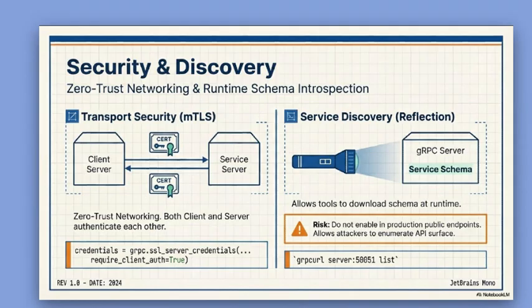In a zero-trust environment, like inside a data center, you assume attackers are already inside the network. So the server says, show me your ID. And the client says, okay, but show me yours. Both sides have to prove their identity.